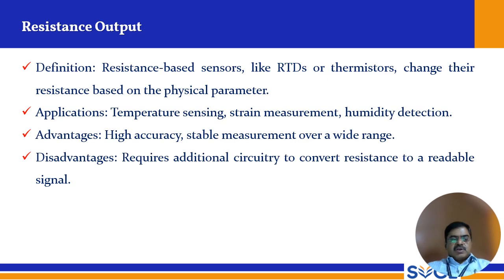Resistance output. Resistance is another very popular transducing principle. Resistance based sensors like RTDs or thermistors change their resistance based on the physical parameter. Applications: temperature sensing, strain measurement, or humidity detection. Advantages: high accuracy, stable measurement over a wide range. Disadvantages: requires additional circuitry to convert resistance to a readable signal. That is the disadvantage.